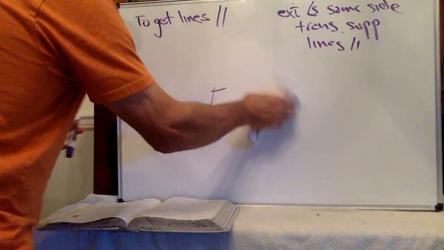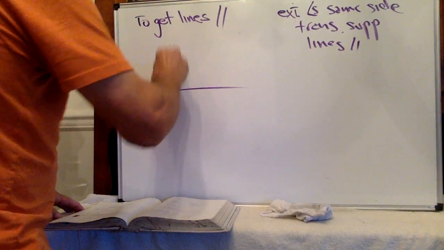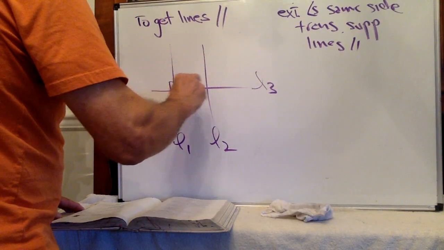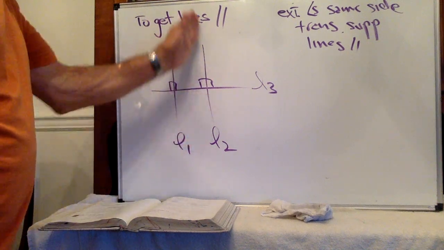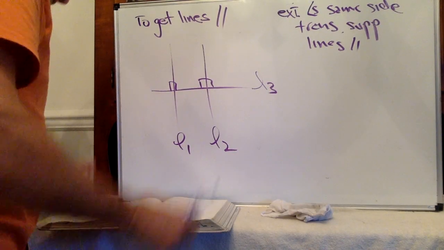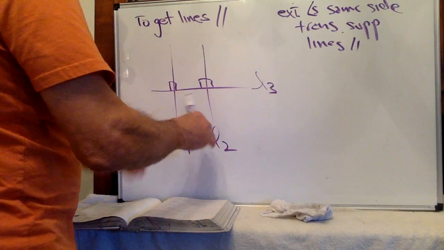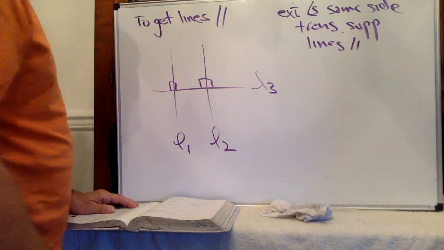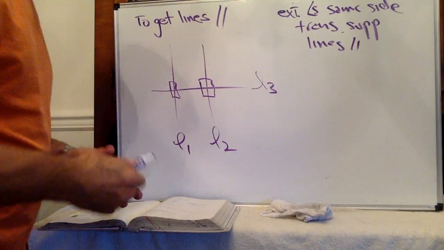And one more way. Line 1 is perpendicular to line 3. Line 2 is perpendicular to line 3. Therefore, and again, these are all coplanar, we're talking about coplanar lines, if two lines are perpendicular to the same line, then these two lines have to be parallel. And actually, you could use almost anything that we just talked about.